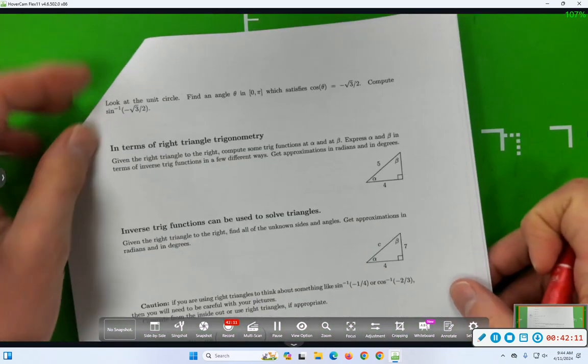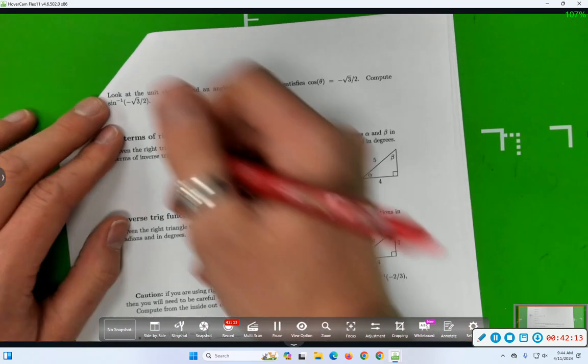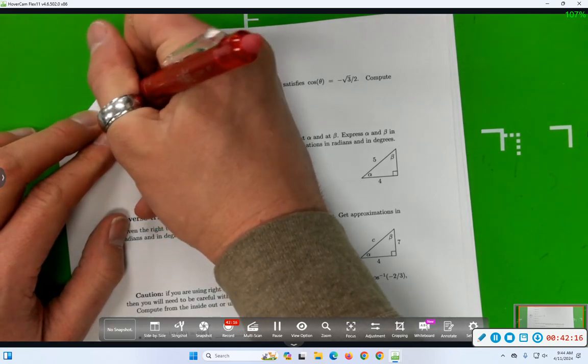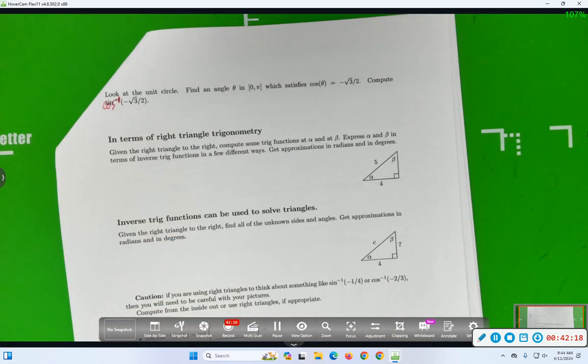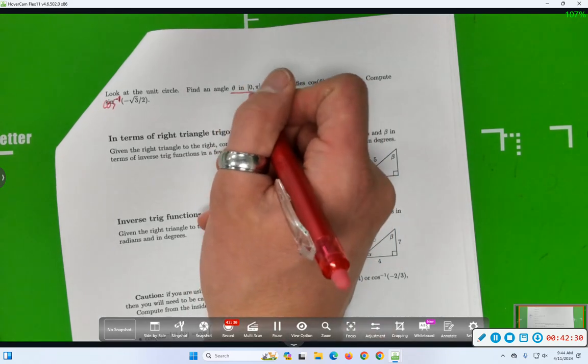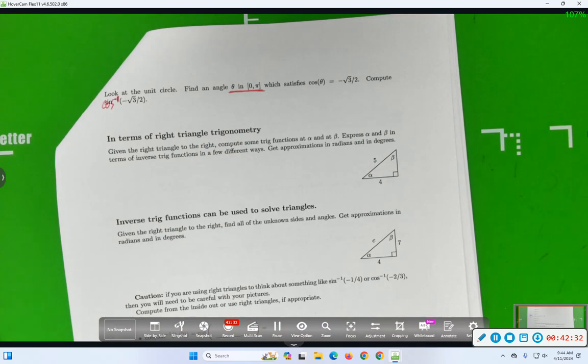This next one is more difficult, only because there's a negative sign. So let's compute inverse cosine of negative the square root of 3 over 2. So pull out your unit circle. Give me an angle which is in between 0 and pi, which satisfies that cosine is negative the square root of 3 over 2.